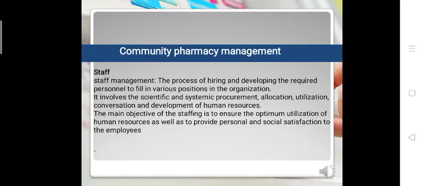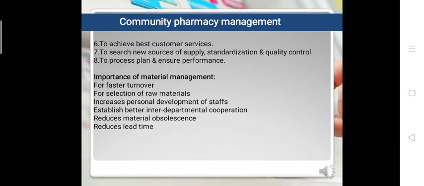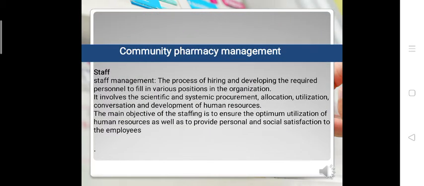Okay, then coming to the next pillar, that is staff, one of the important aspects. पैसे आ गए आपके पास, आपको मटेरियल कैसे मैनेज करना है वो सीख लिया. अब ये सारे मैनेज करने के लिए आपको मैन चाहिए, लेबर पावर. ओके, सो दैट वी टर्म एज अ स्टाफ. So what is staff management? The process of hiring, developing the required personnel to fill in various positions in the organization. So it involves the scientific systemic procurement, procure करना, allocate करना, utilization, conservation and development of the human resources. So that is all about the staff management.